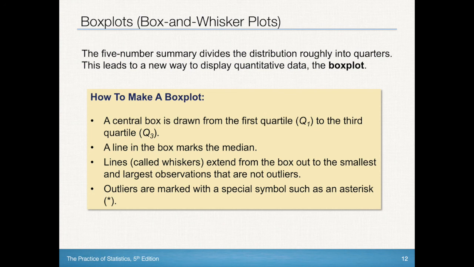From there, now we get to create the whiskers. A box plot is also known as a box and whisker plot because from the box you create these lines horizontal outwards towards the minimum and maximum.